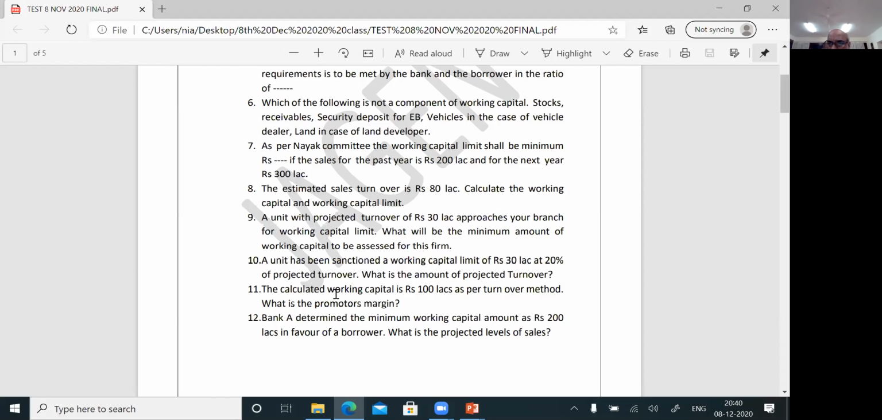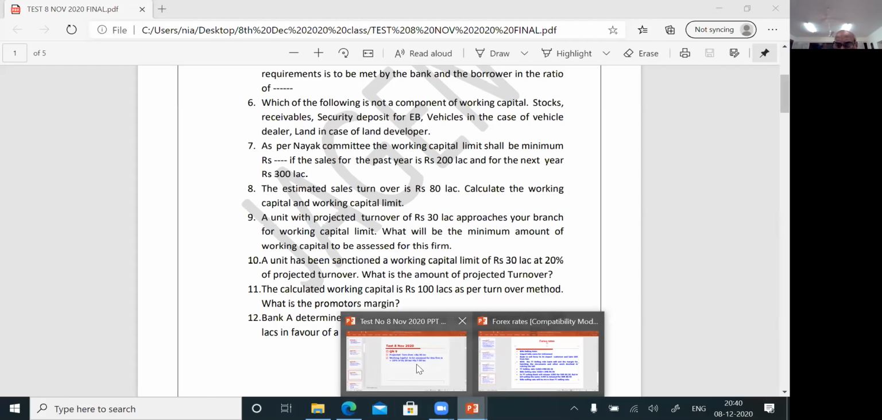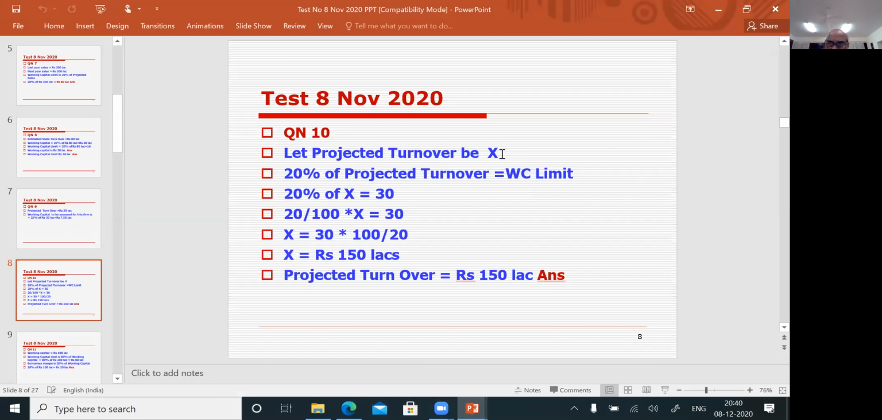Here the working capital limit for the firm is 30 lakhs. It is at 20% of the projected turnover. The question is, what is the projected turnover? Very simple. All of you are aware by this time how to do it. So let the projected turnover be X. That is first standard mathematics. The projected turnover is X. So 20% of the projected turnover is the working capital limit.